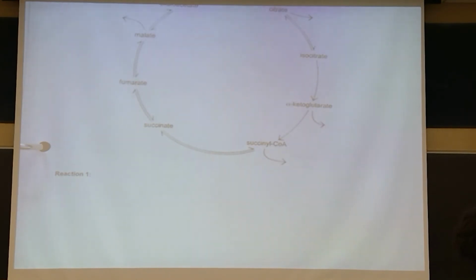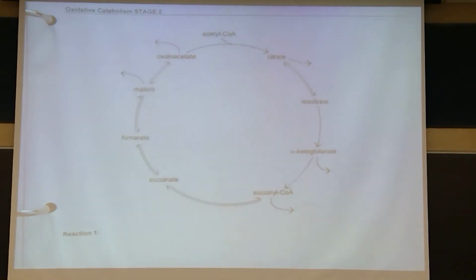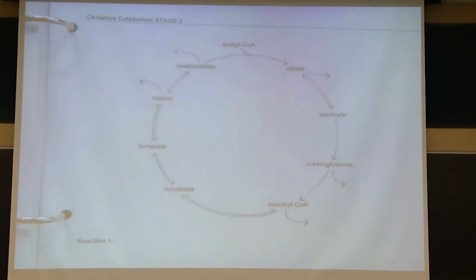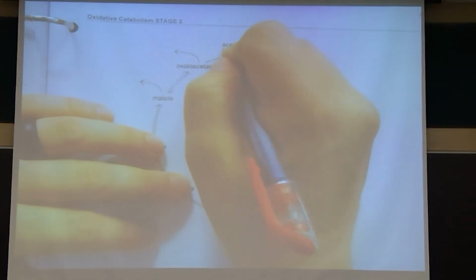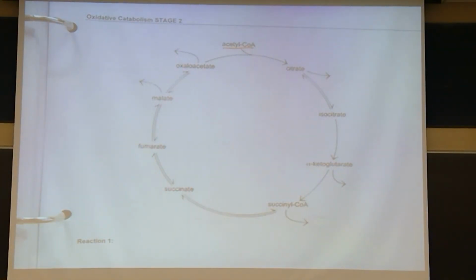So now that we're at acetyl-CoA, with 5 minutes left, we can probably finish our overview of the TCA cycle. We're going to start with reaction 1 on Friday. So now that we're at acetyl-CoA, we are here, right? We have finished stage 1. We're on to stage 2 of oxidative metabolism.